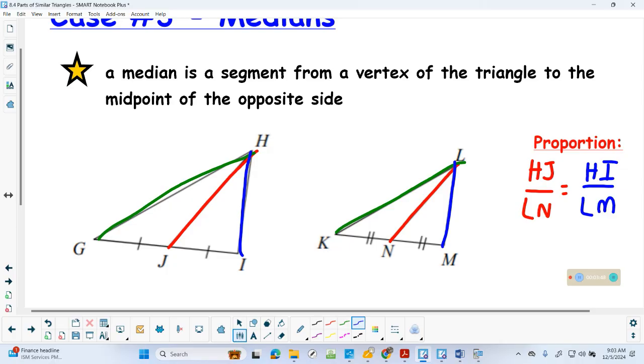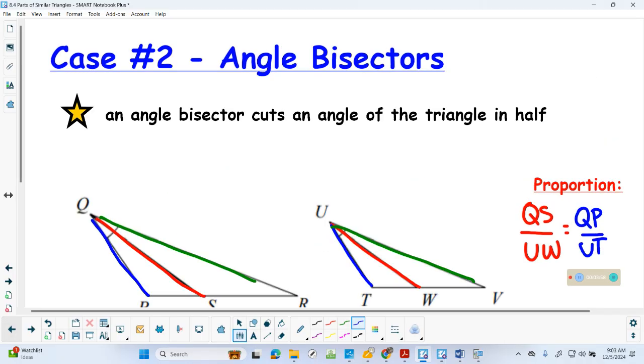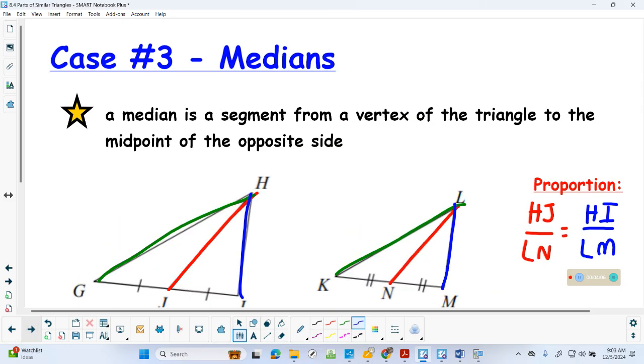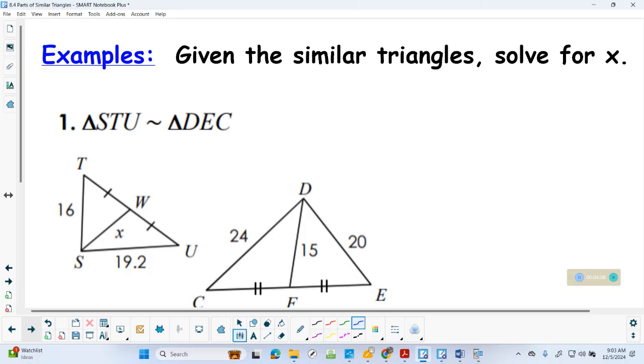But let's just summarize this. I don't want you to be like, oh my gosh, is it a median, an altitude, an angle bisector? What is it? Just notice the commonality. All of these special segments are in the middle. All the reds are in the middle of the triangle. So you're starting with those today. Now, of course, you know I love vocab, so I'm going to talk about the vocab here.